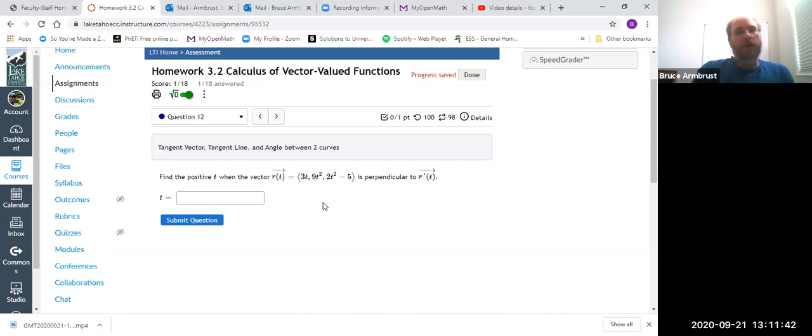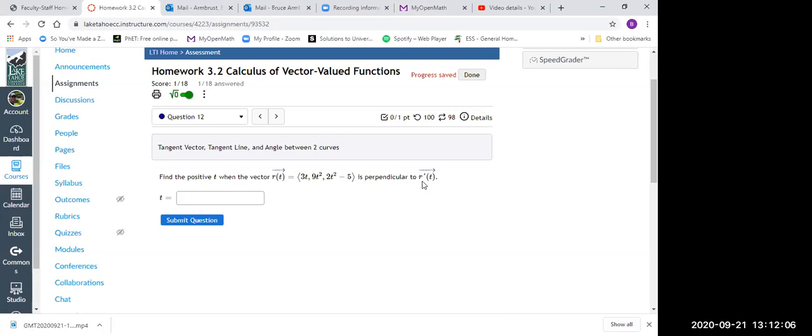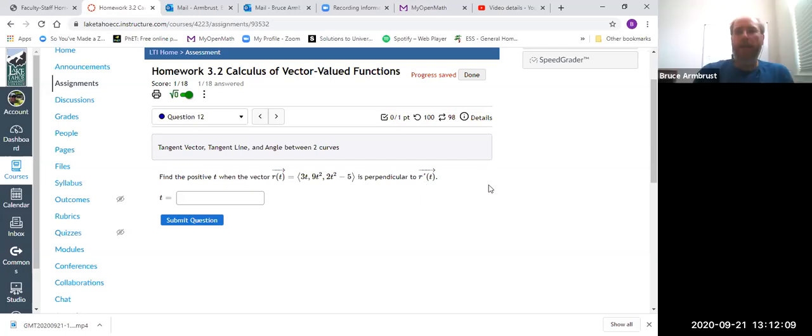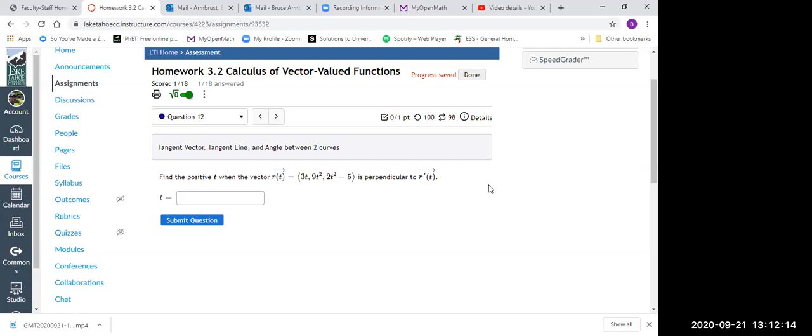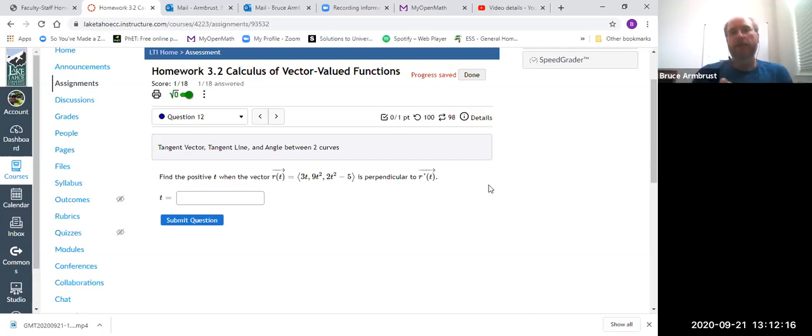Okay, so let's look at number 12. We've already talked about this one before, so let's just real quick recap. We want to find a positive t when this vector is perpendicular to r prime. So we want to find r prime, and then what do you do with them to determine if they are perpendicular? Dot them. Yeah, you dot them. And what has to be true about the dot product for them to be perpendicular? 0. It's got to equal 0. So you take that dot product, you set it equal to 0, and you solve for t.